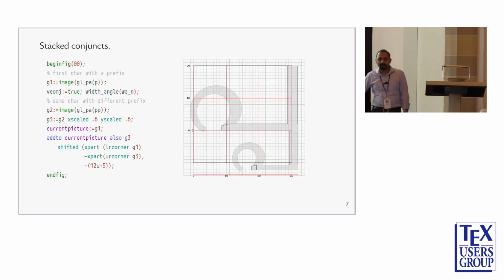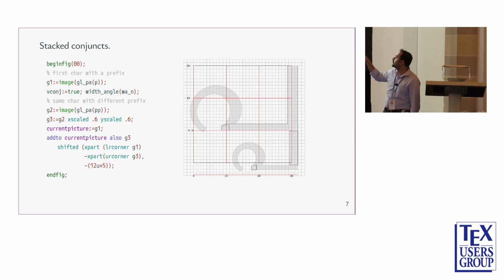Now another example I want to show is stacked conjuncts. These are double conjuncts. It's pronounced as uppa, as in kappa. So the same glyph of pa repeats itself, and that's fairly easy to do in MetaPost, because you take the glyph definition glpia and put it in an image, save it, then you have g2, again glpia, but this time with a different prefix, because they both use the same coordinates and we want to distinguish between them.